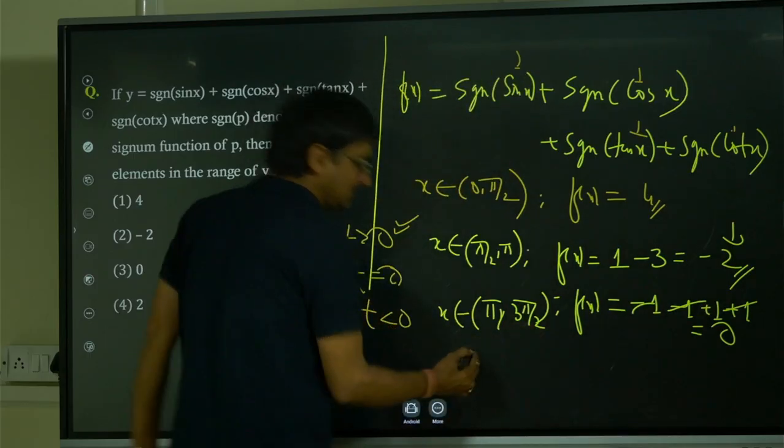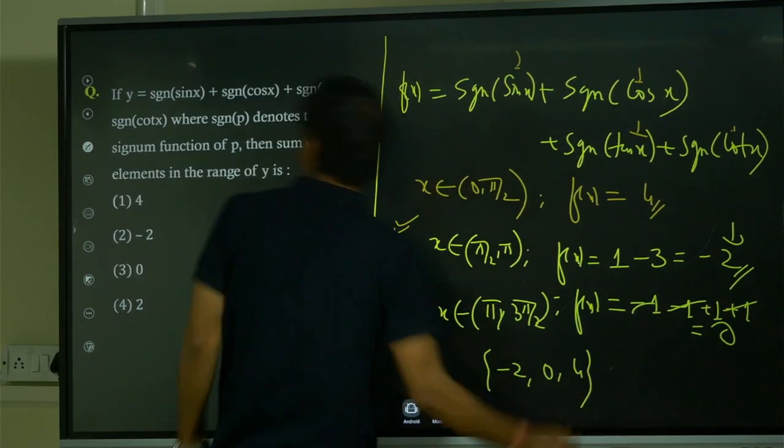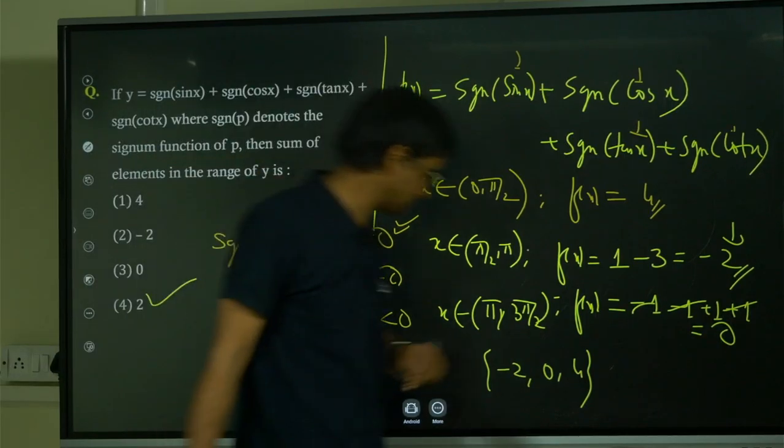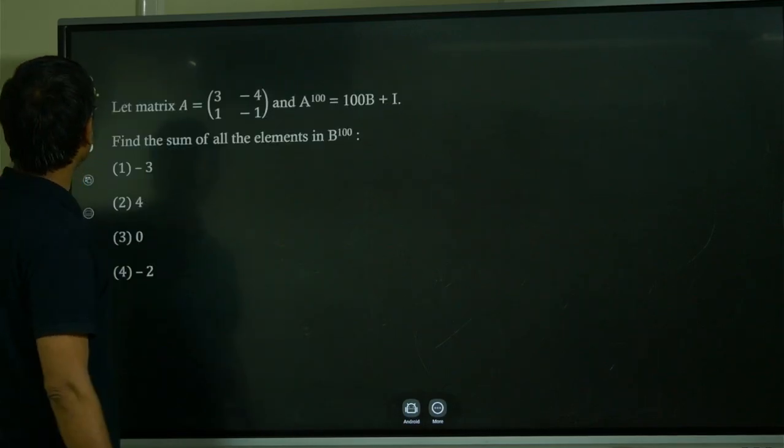So the range contains just 3 elements: minus 2, 0, 4. So the sum of the elements in the range is nothing but 2 here, bachon. Am I correct? Yeah, it's 2 here. Fine. So that's it. Now moving to the next one.